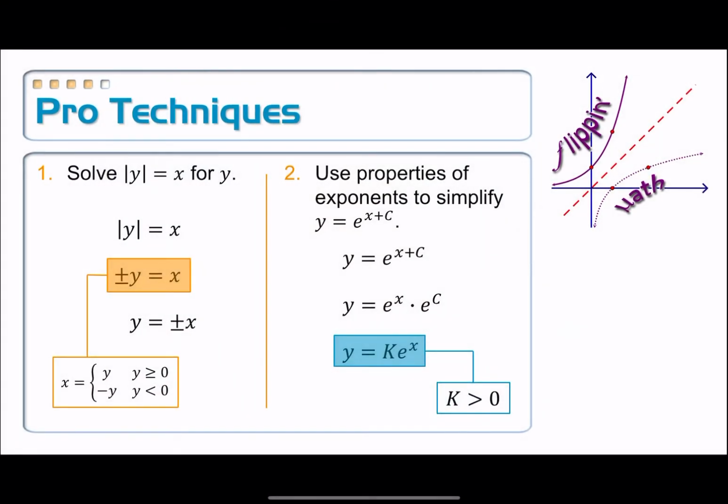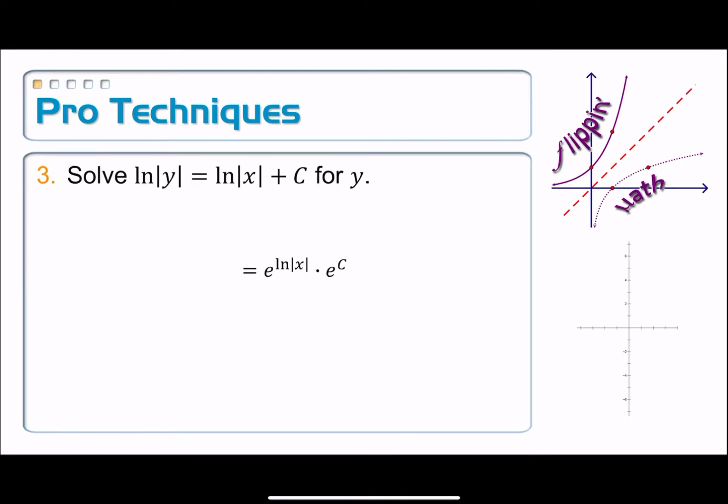All right, let's look at one more pro technique, again involving some absolute value. I have no idea why that's right in there. Didn't animate that correctly, I guess. So solve the natural log of y is equal to the natural log x plus c for y.